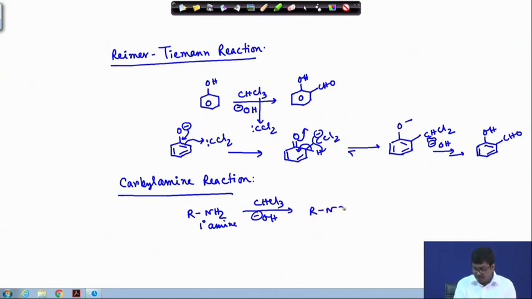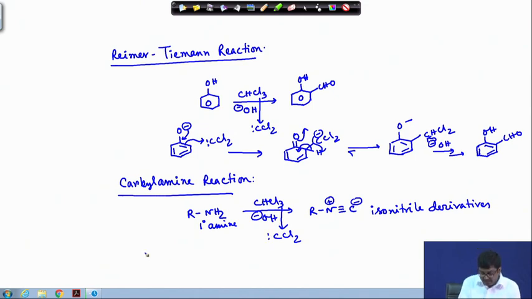So, here also it will generate this dichlorocarbene, and obviously this RNH2 can undergo nucleophilic attack on this dichlorocarbene, and once it does that, it will give this species.